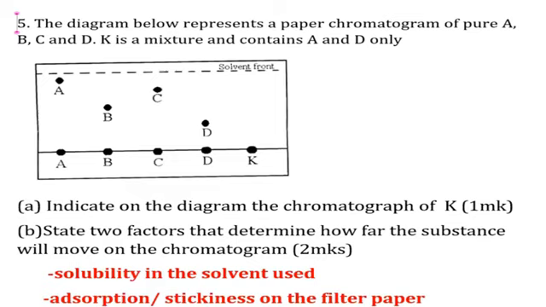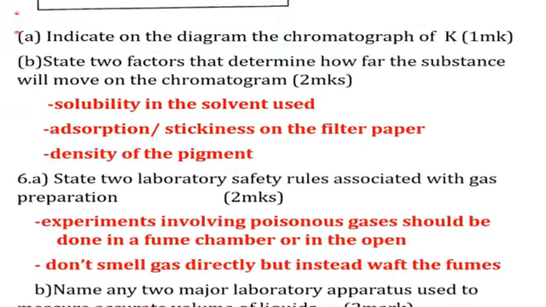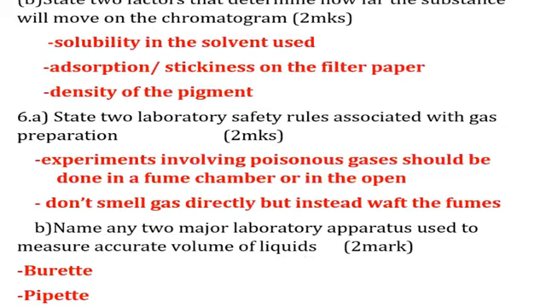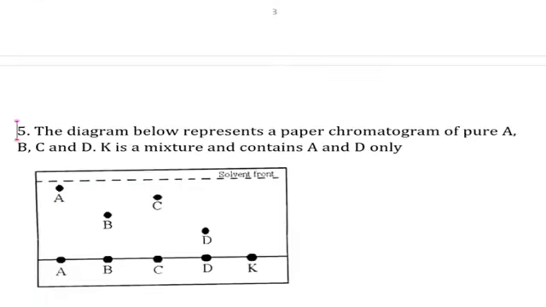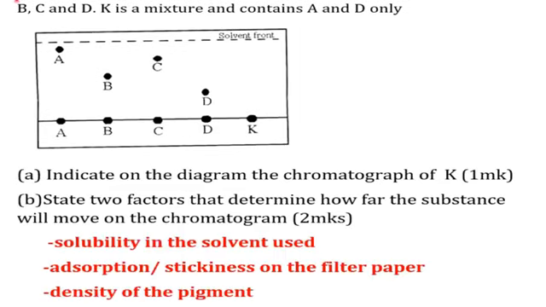Indicate on the diagram the chromatography of K. It is there. That one is a mixture of A and D. Name 2 factors that determine how far the substance will move on chromatogram. What determines how far that one can travel or move in the chromatogram? Number 1, solubility in the solvent used.